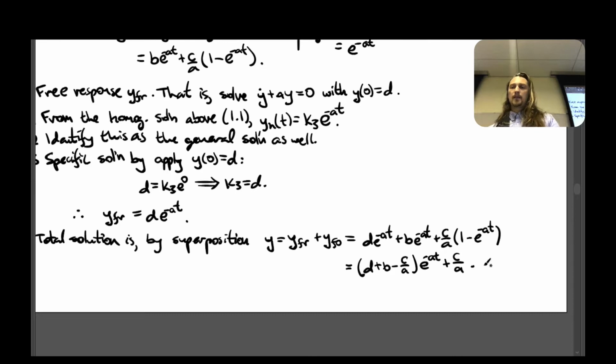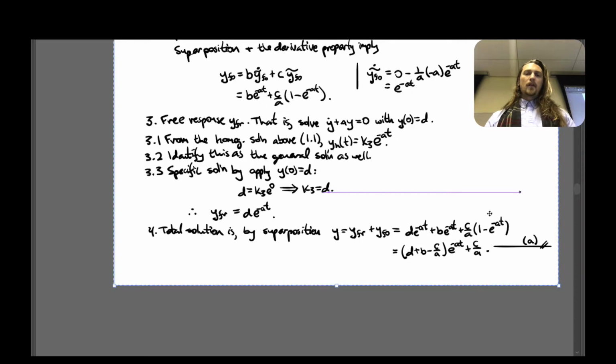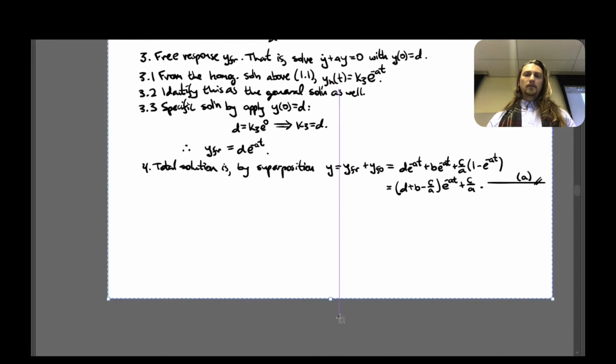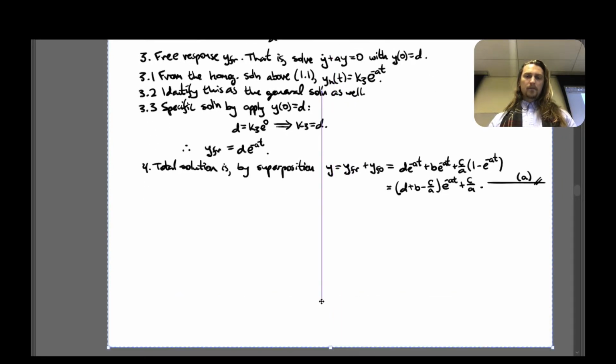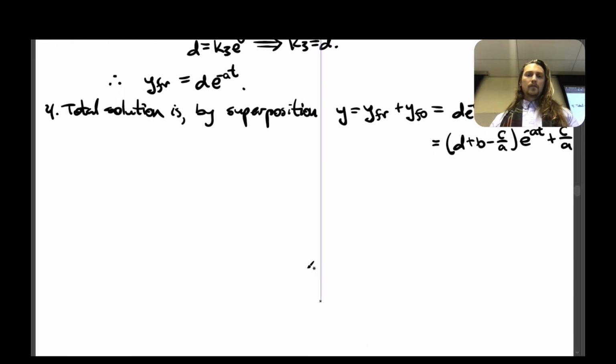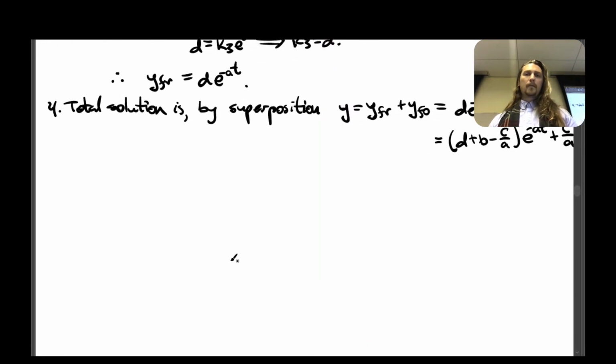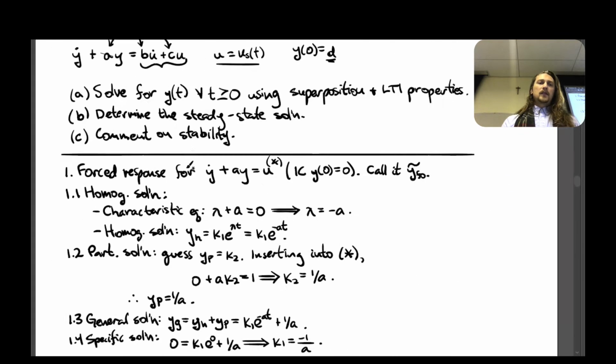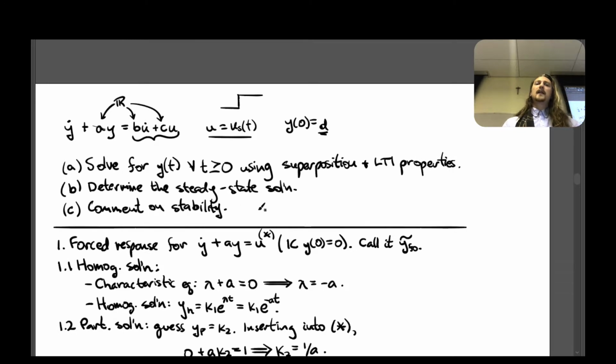Okay, so this is the answer to part A, right? Great. I'll make this a little bit bigger so I will be able to add in the other two parts. Okay, so part 5 of our solution is to address B here. Determine the steady state solution.